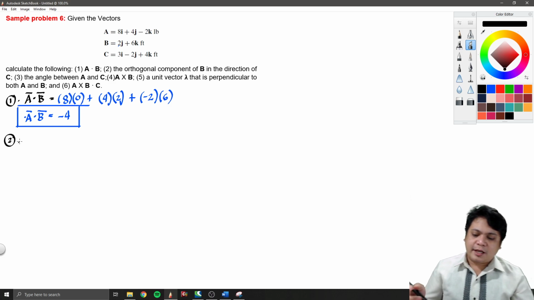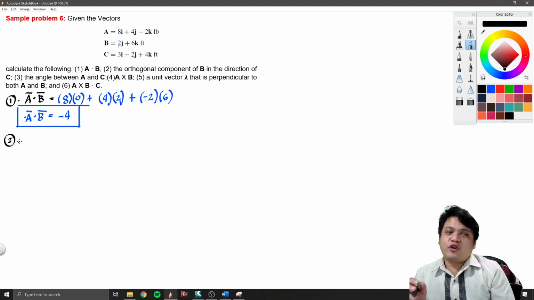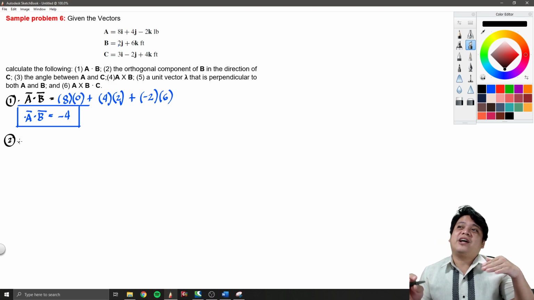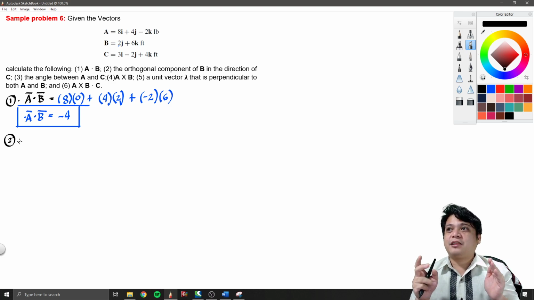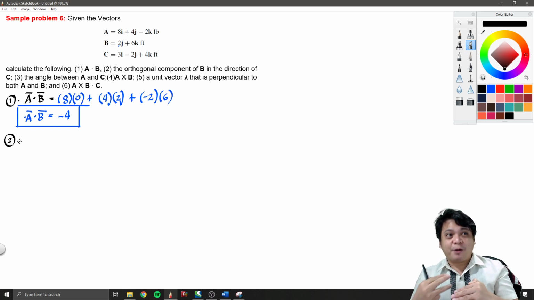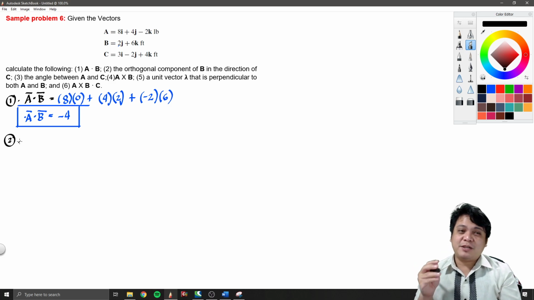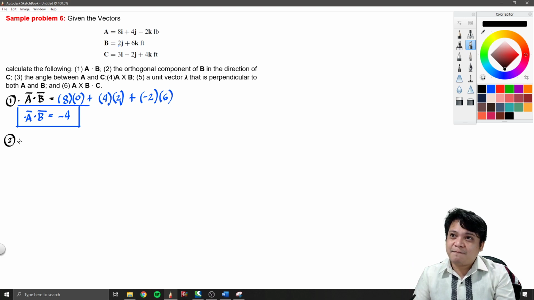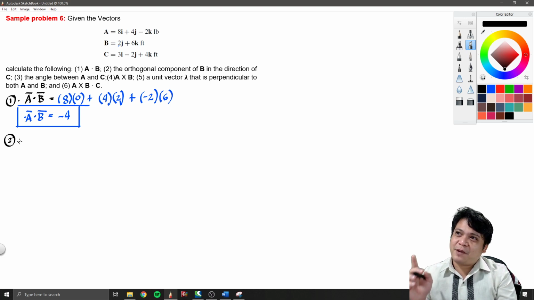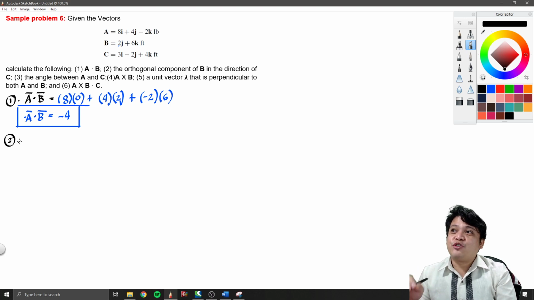Okay? Kukunin natin, sabi niya, what is the orthogonal? Ibig sabihin ng orthogonal, it's either the parallel or perpendicular component. So, tingnan nyo yung tinatanong. Pag sinabi natin the orthogonal component of B, pwede yung BP or yung B perpendicular. Ang sabi niya is in the direction of the C. So, ibig sabihin, yung ating gagamiting direction is the C, so parallel doon. Ang tanong lang sa number 2, ano daw yung component ng B parallel doon sa C.